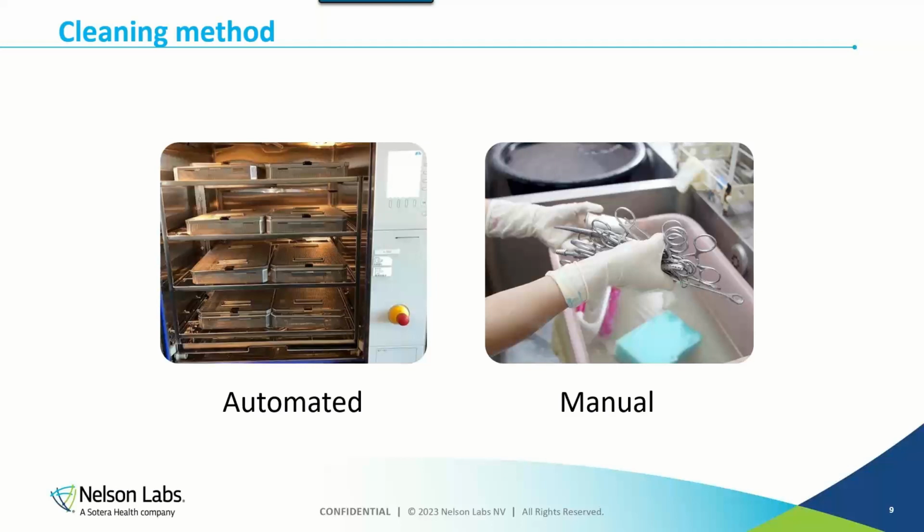In terms of the cleaning methods, you have two main cleaning methods. The first is automated cleaning, where we use a washer disinfector that's going to do the process for us. Or we have manual cleaning. This includes steps like immersion or brushing or flushing. It can really be a variety of instructions.